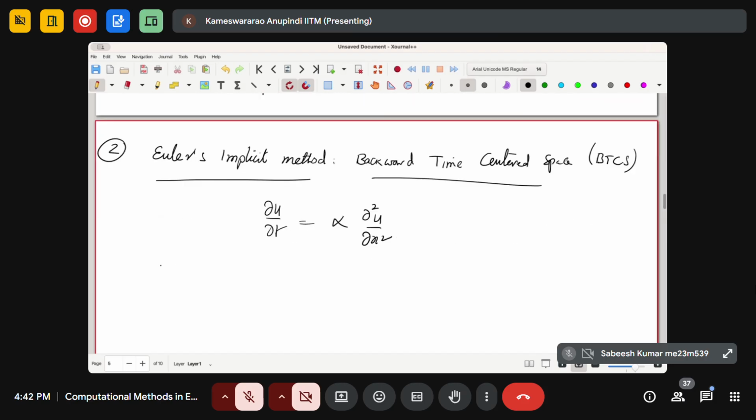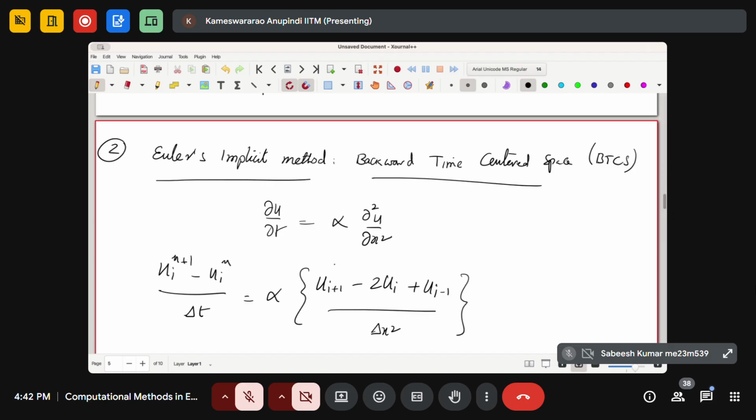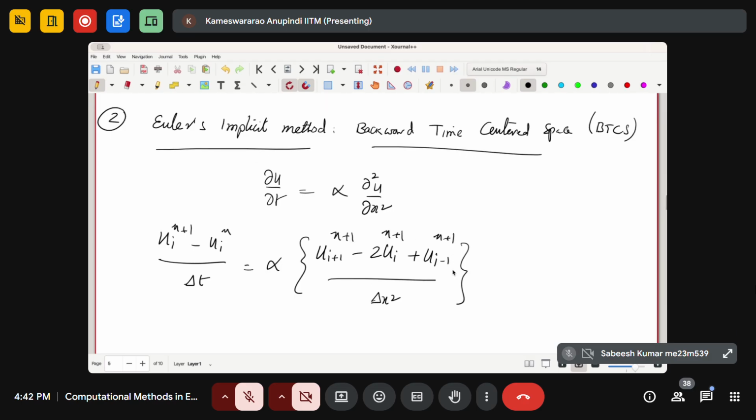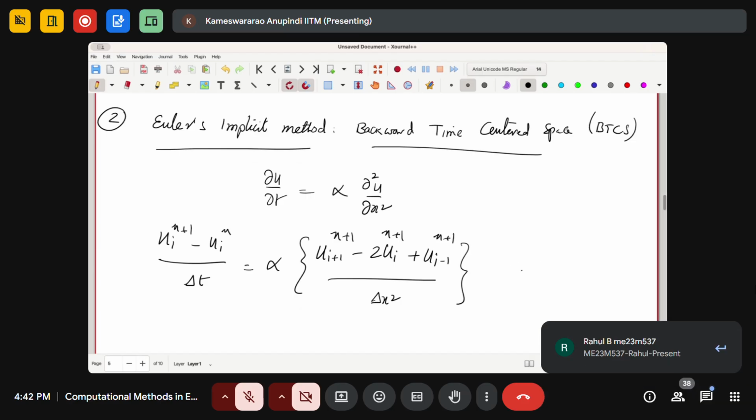So the left hand side is discretized as before: (u_i^(n+1) minus u_i^n) divided by delta t equals alpha times the right hand side, that is (u_(i+1) minus 2u_i plus u_(i-1)) divided by delta x squared. But this is evaluated at the time level n plus 1. Now that means the entire RHS is evaluated at n plus 1 instead of at n.